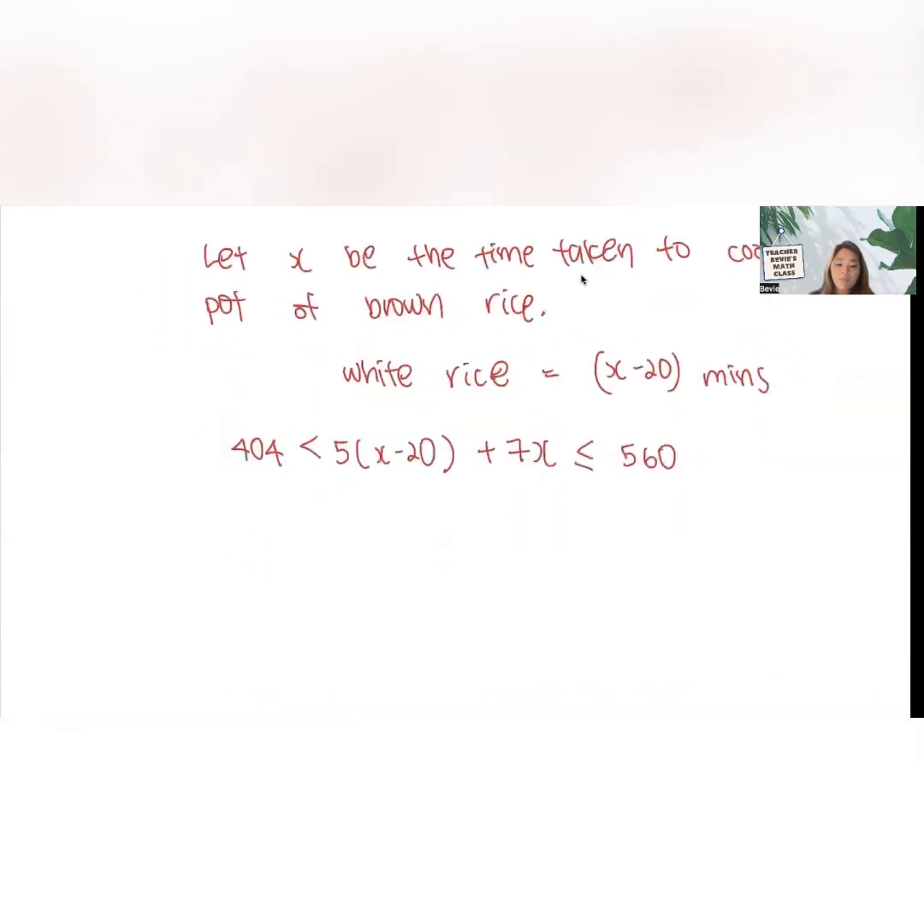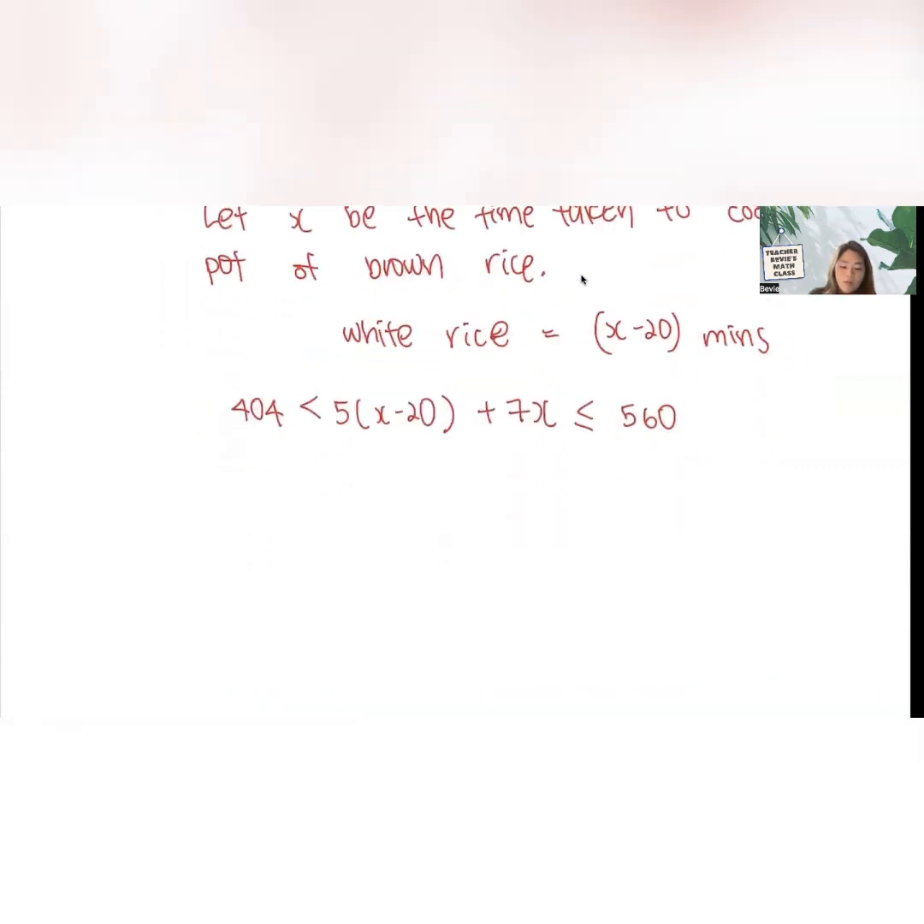solve them individually. All right, how I break this up, this is my first part over here, and my second part would be this portion over here. All right, so 404 smaller than, I'll expand this to become 5X minus 100 plus 7X. And the second portion will be, same thing, 5X minus 100 plus 7X, smaller or equals to 560. So I'll work on the first part first.